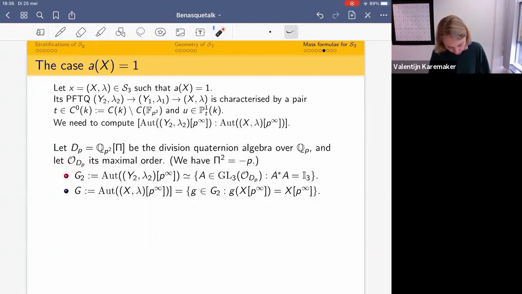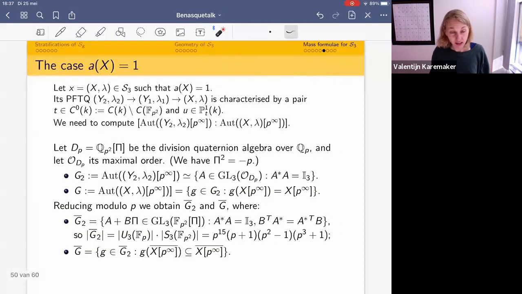So the group G2, which is my shorthand notation for the automorphisms of the p-divisible group of Y2, that is like a unitary group. They're 3x3 matrices over O of dp that satisfy this unitary condition, where the star is the canonical involution on the quaternion algebra. And inside that, we have G for the automorphisms of X, and those are all the elements of G2 that send X to itself, basically, send the p-divisible group to itself. And note that here we do not have to specifically say what happens to the polarization, because you can show that's automatically taken care of.